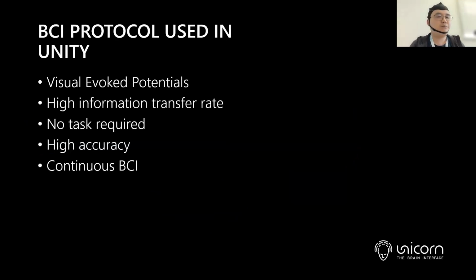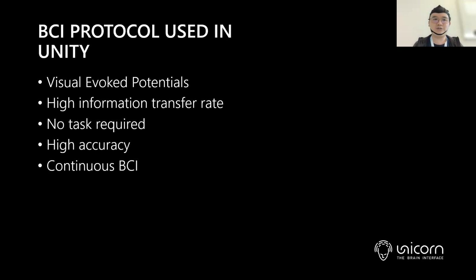The BCI protocol we are using is called visually evoked potential. It provides a very high information transfer rate, and usually you will be able to select a class or an object in 3 to 4 seconds if you have a perfect classifier. You don't have to do anything, there's no task required, and the accuracy can be up to 100%. It's a continuous BCI selection.